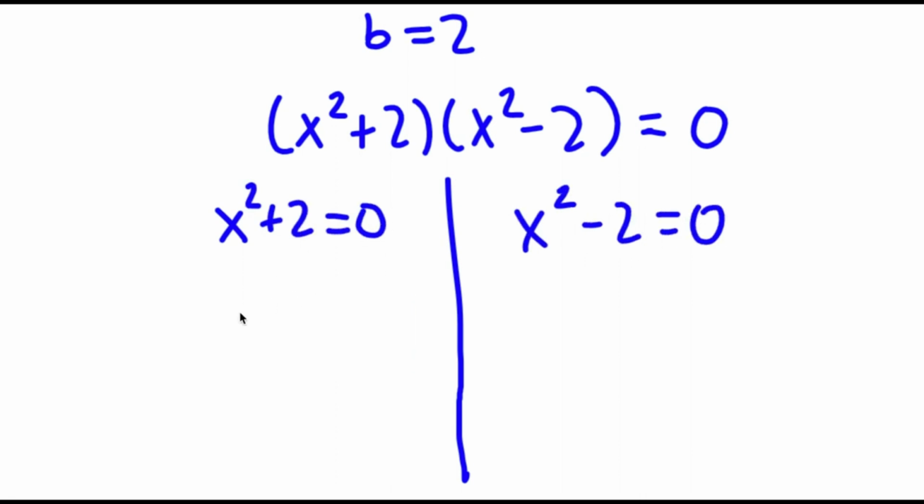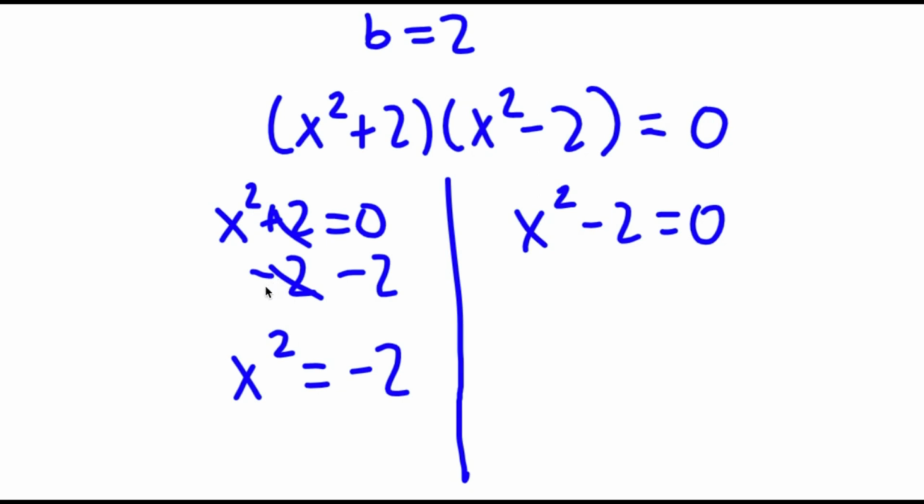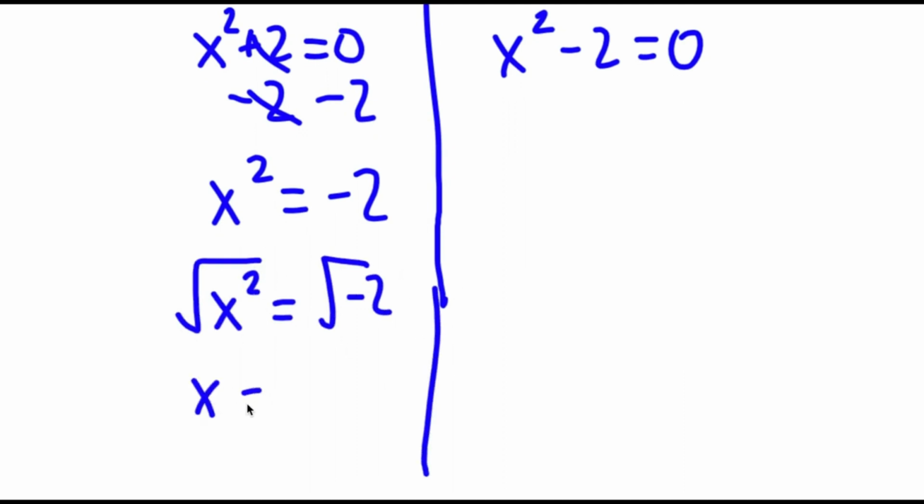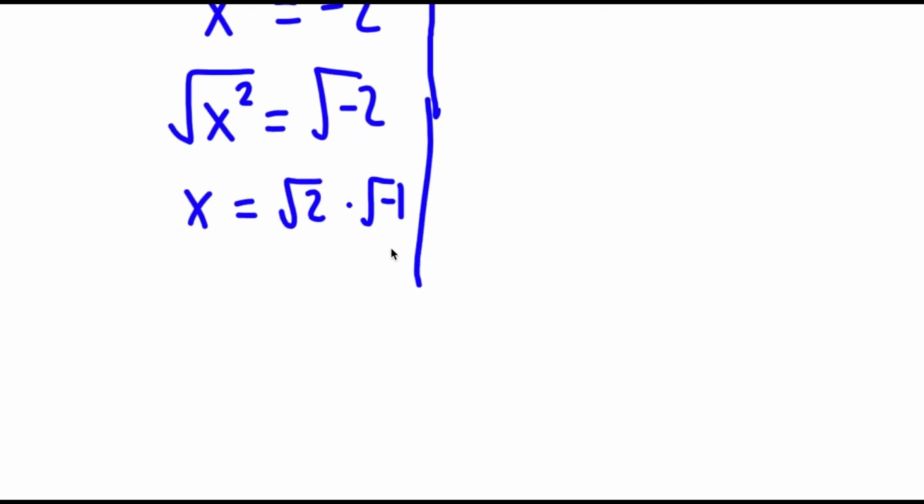So for x squared plus 2 equals 0, I can subtract 2 on both sides, so then these two cancel out, and I have x squared is equal to negative 2. So now to solve this, I'm going to take the square root on both sides. Square root of x squared is x, and the square root of negative 2 is the square root of 2 times the square root of negative 1. Now, if you guys already know, the square root of negative 1 is equal to i. So I have x is equal to positive or negative the square root of 2i.